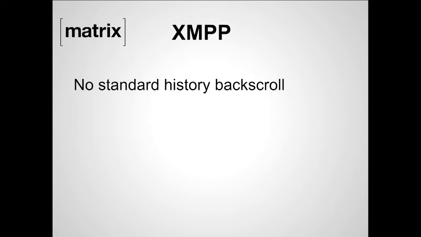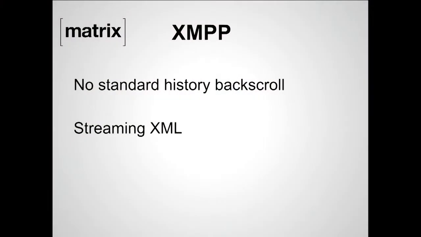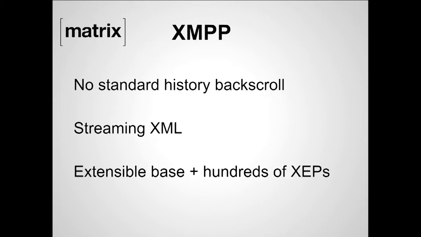You connect to XMPP, you've got no back scroll, so you can't read history. Start up a new client on, say, your phone, you've just got nothing. There are other things. It uses XML streamed over a socket, which is great for breaking people's heads, and basically nobody likes it. It's extensible. All you have to do is read the database of hundreds of XMPP extension protocols and work out which subset of the 20 or 30 of them that you like the look of today. So there's some in there for backscroll and all sorts of things, but they're kind of messy, nobody likes them.